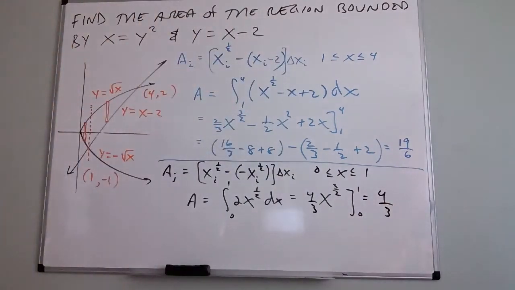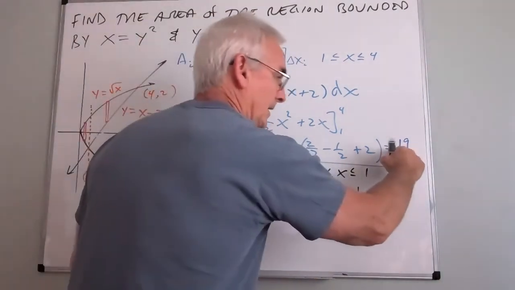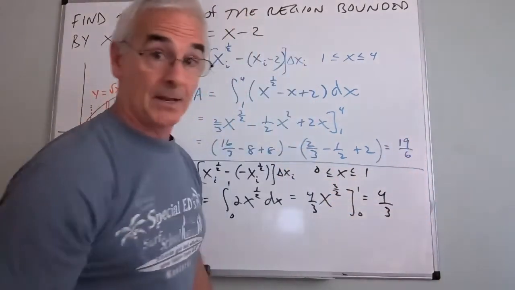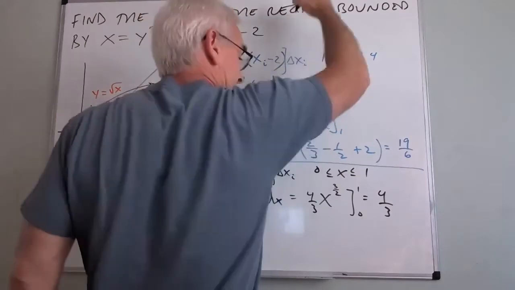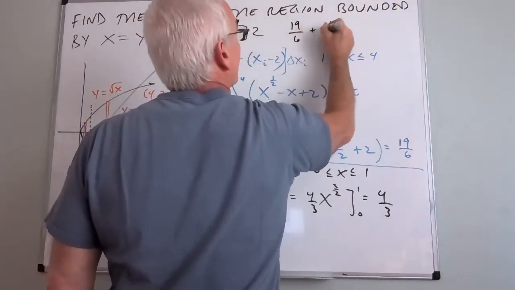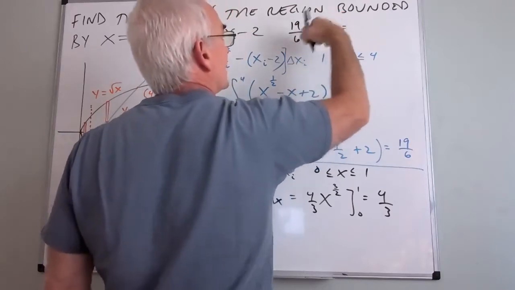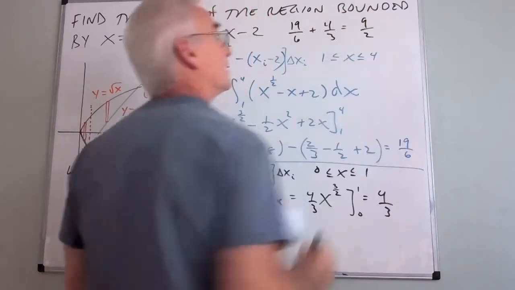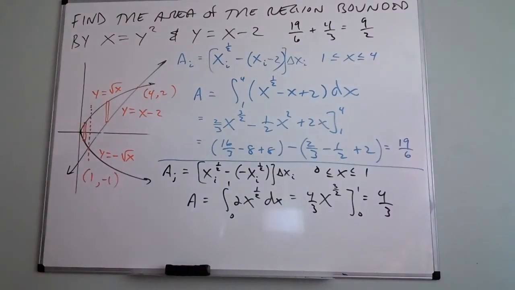Boy, so that means my total area is going to be this guy plus this guy. So the answer is 19/6 plus 4/3, so that'd be 8/6... 27/6, that'd be 9/2. Wow, this was a lot of work.